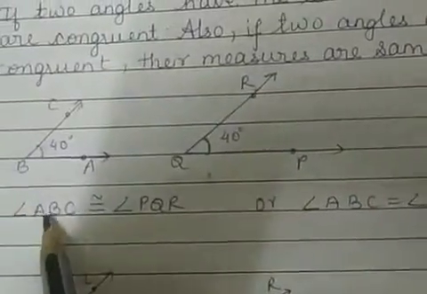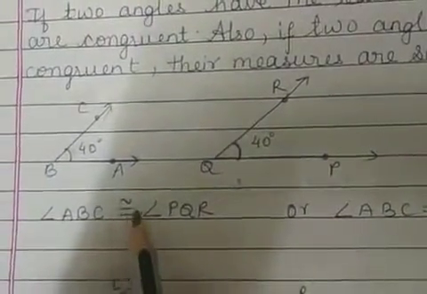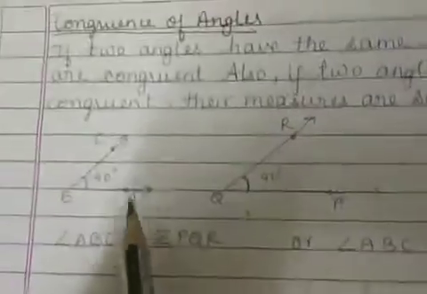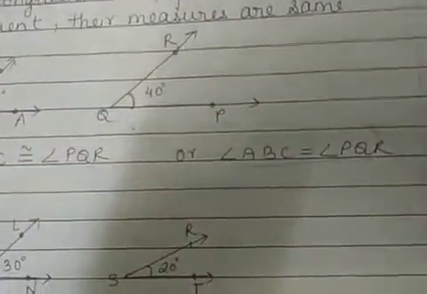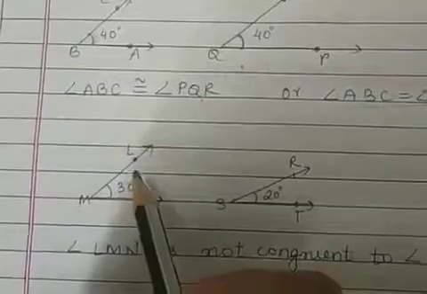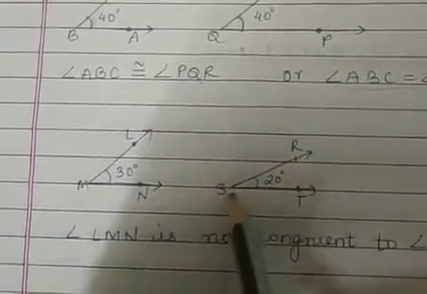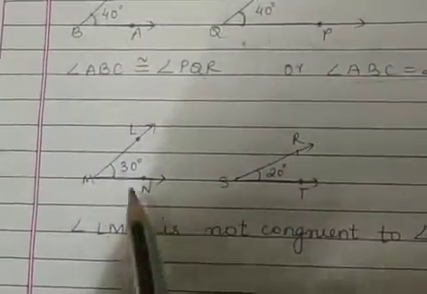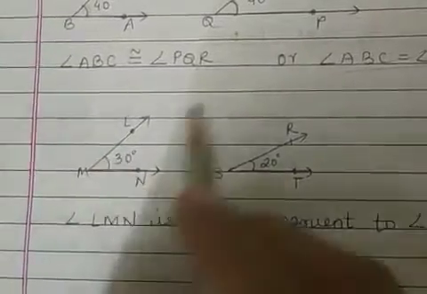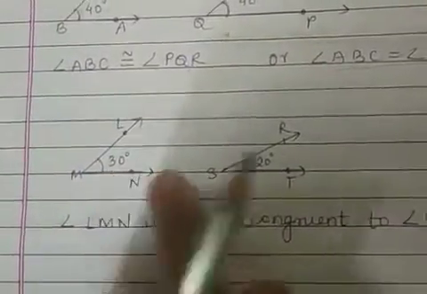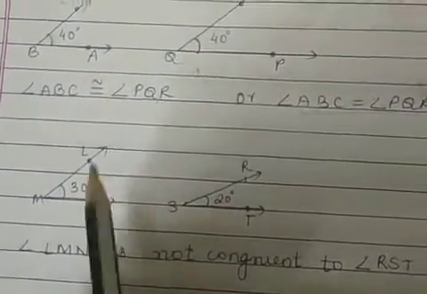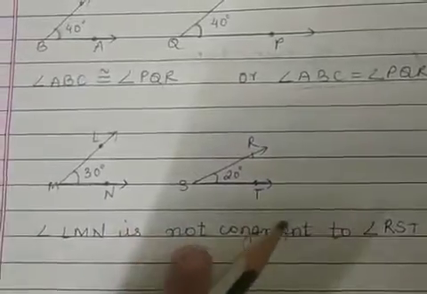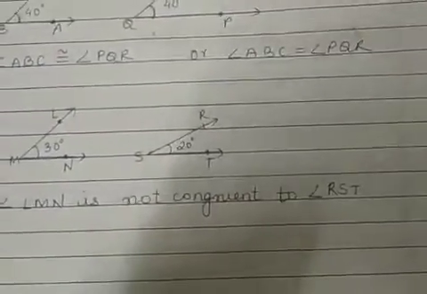So we write angle ABC is congruent to angle PQR. Since these two are congruent, if they are equal, we can also write it as angle ABC is equal to angle PQR. Now let's take this angle LMN and angle RST. Here you will see that this is 30 degrees and this is 20 degrees. Now since the measures are not the same, we can say angle LMN is not congruent to angle RST.